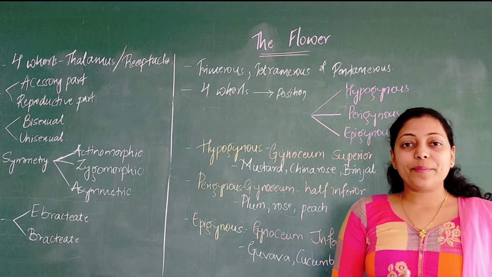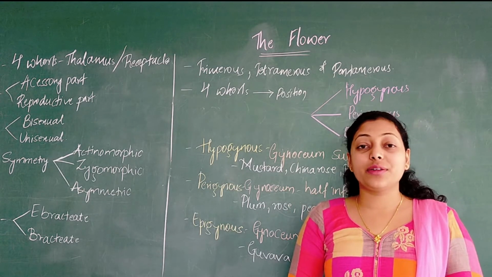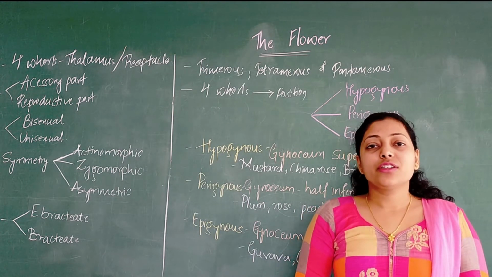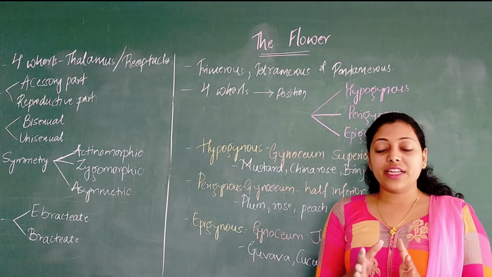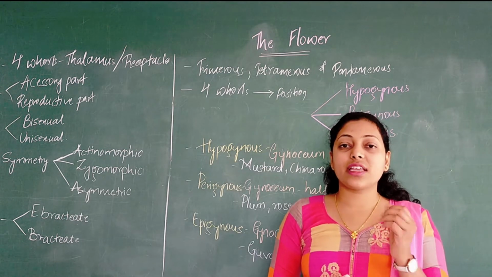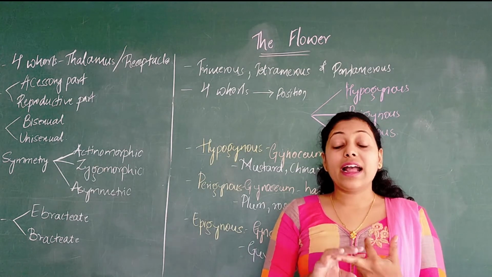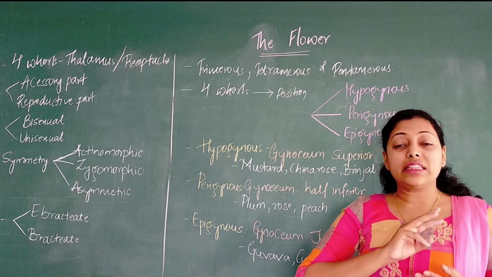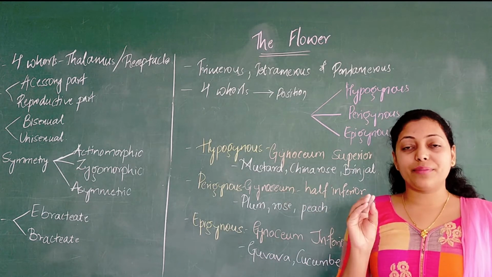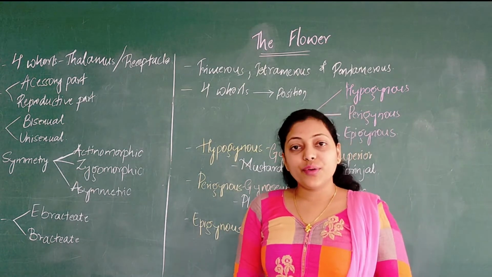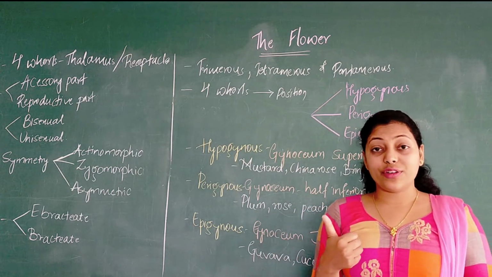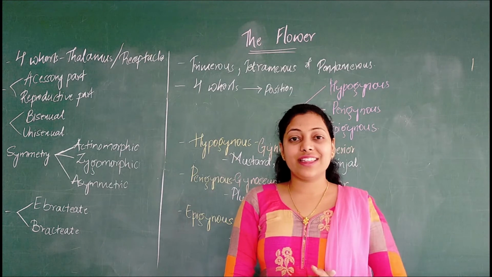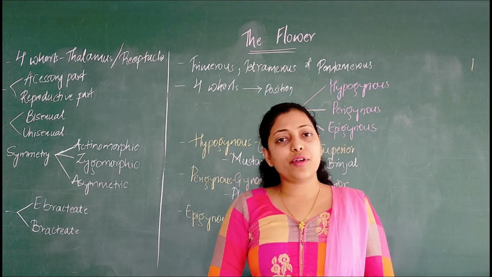So, dear students, we all know that we are dealing with chapter number 5, that is morphology of flowering plants. Okay. So, in this chapter number 5, we have the topics such as inflorescence, the flower, and the semi-technical description of a flower. Okay, so we have only 3 topics in chapter number 5. You have studied about the inflorescence. Inflorescence is nothing but the arrangement of flowers on the floral axis.